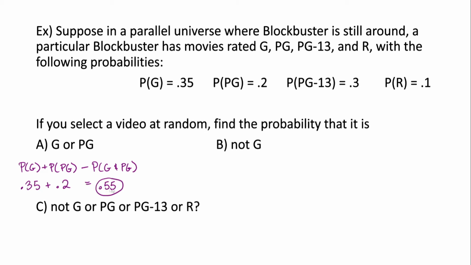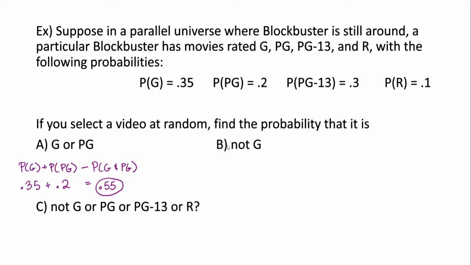Now this is going to come out to 0.55 because we can't get a movie that's both G and PG at the same time, so this probability would end up being 0. They can't happen together. You can only get a movie that's G or PG. A movie can't simultaneously have 2 ratings.